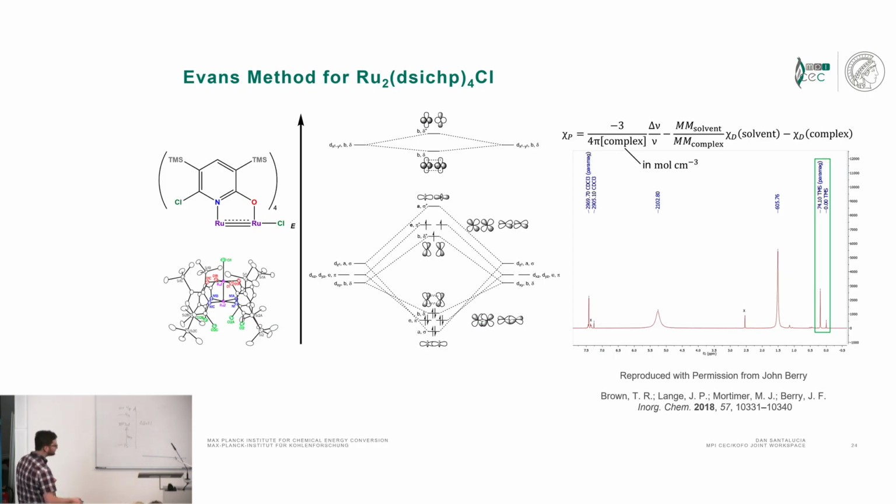And this is from Tristan Brown, who was one of my predecessors in John Barry's group when I was there at Madison, right? So we have this diruthenium chloride compound. And if you count up the number of unpaired electrons and you make an MO diagram, you'll see there's a 2.5 bond between the rutheniums, okay? And what we see, though, is that the key punchline here says 1, 2, 3 unpaired electrons.